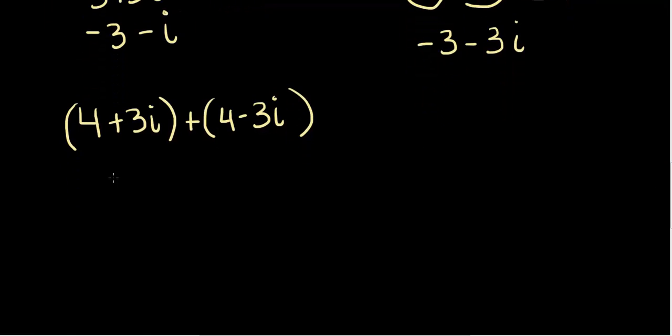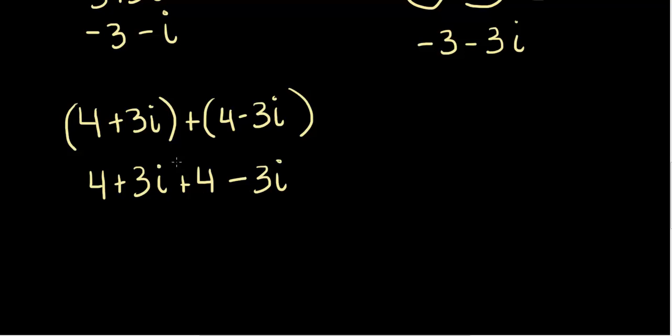Again, we remove the parentheses first. So it's 4 plus 3i. And then positive times positive is positive. So plus 4. Then positive times negative is -3i.